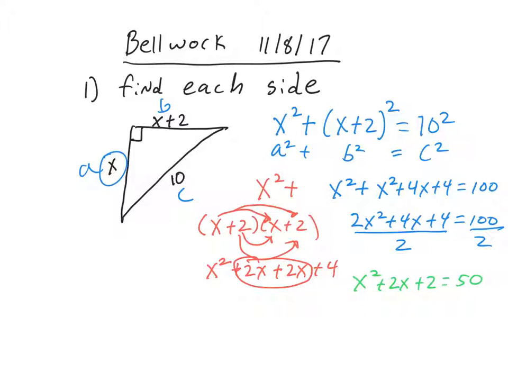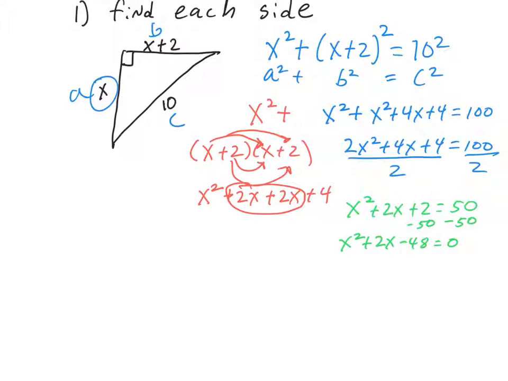And then that's a quadratic equation, so to solve it we're going to have to factor it. So I'm going to go ahead and make it equal 0. So I'm going to subtract 50 from both sides. And we'll get x squared plus 2x minus 48 equals 0. And then we can go ahead and factor it. So looking at negative 48, what can we multiply to make negative 48 and add to make positive 2? And that's going to be 6 and an 8.